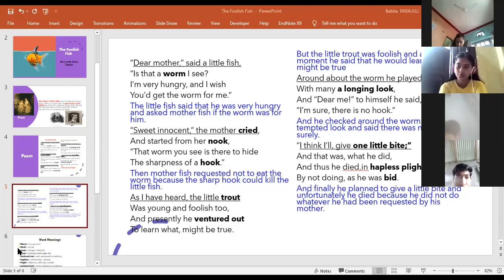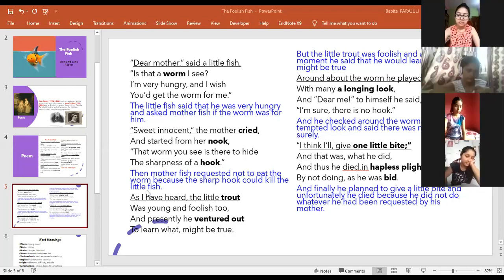Then after, what happened? As I have heard, the little trout was young and foolish too, and presently he ventured out to learn what might be true.